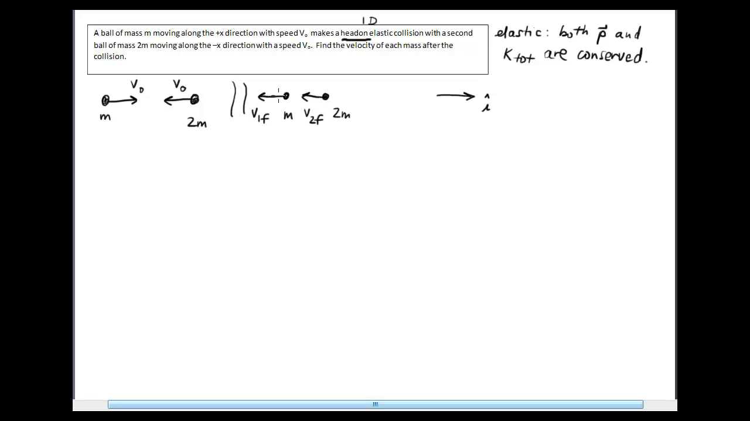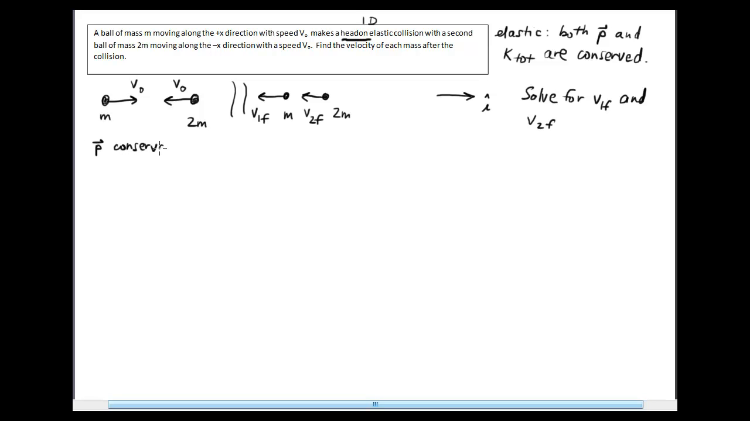And if I'm wrong about either one of these, what will happen is I'll solve for those two quantities, and I might get a minus sign. And if I got a minus sign, it will simply mean my picture was wrong. So what we're going to do is solve for v1 final and v2 final. And first, we're going to use the momentum conservation equation.